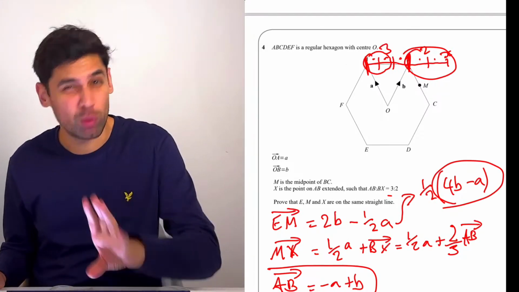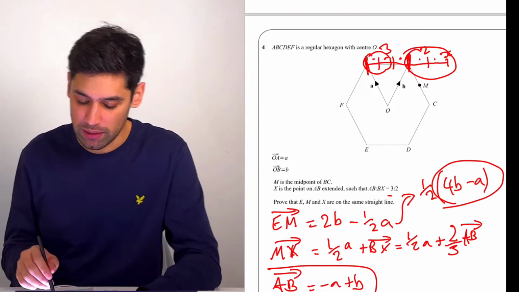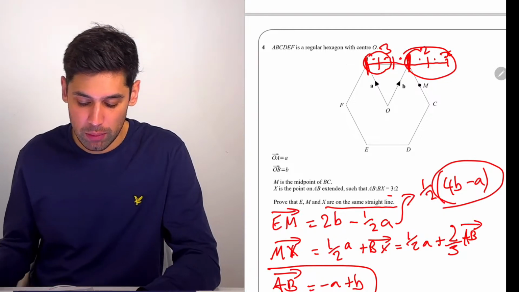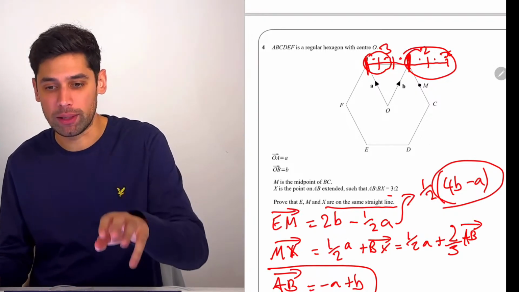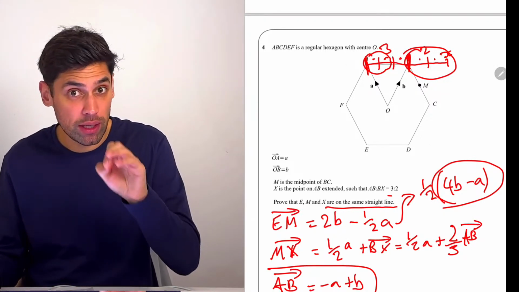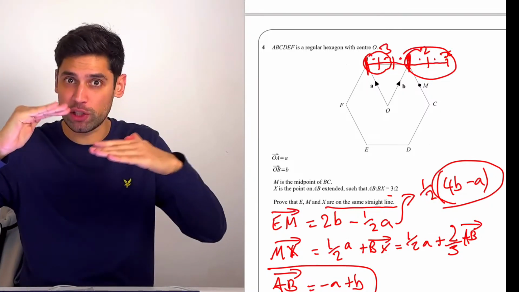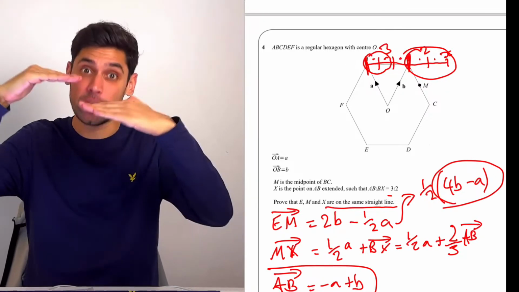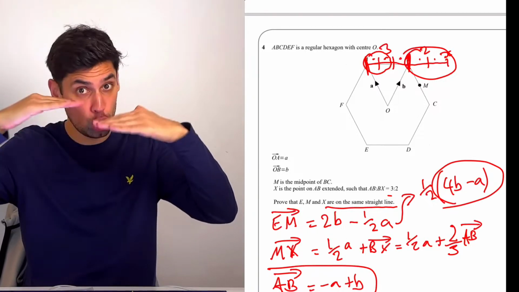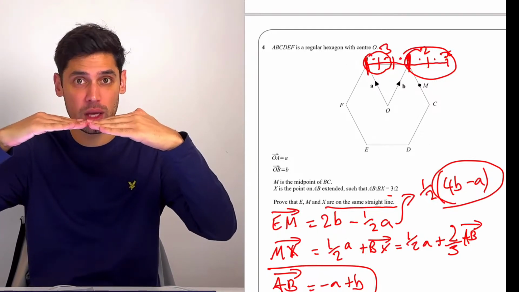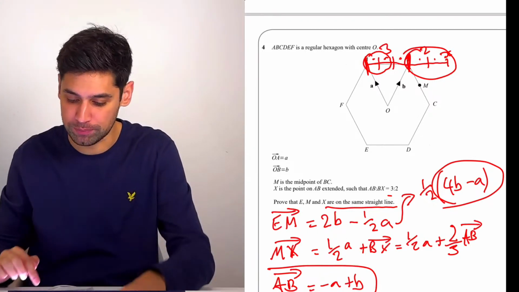What's more important, the most important thing about this, is this definition down here. Prove they're on the same straight line. If 2 vectors are on the same straight line, they are multiples of each other, meaning they're parallel, and they go through the same point. 2 parallel lines that go through the same point are one straight line.